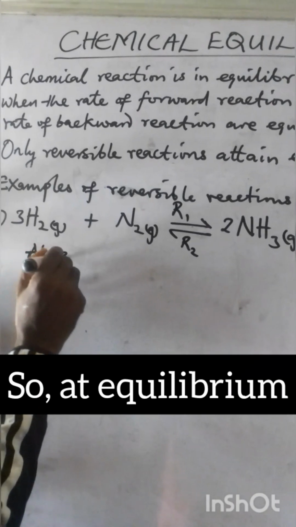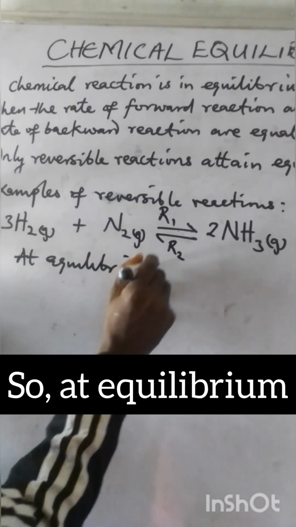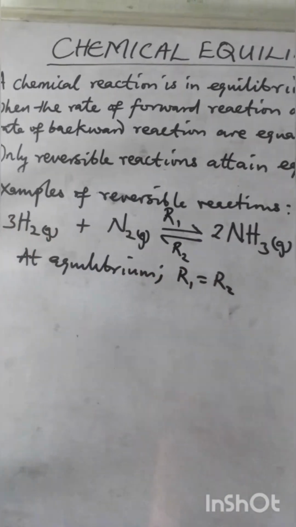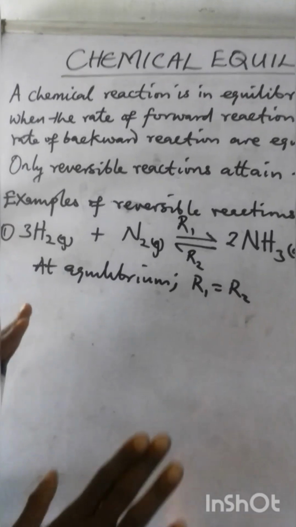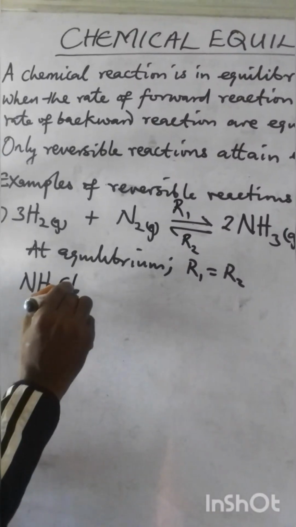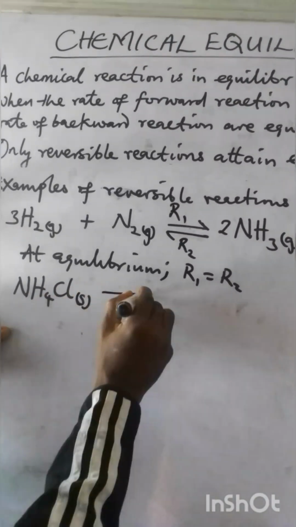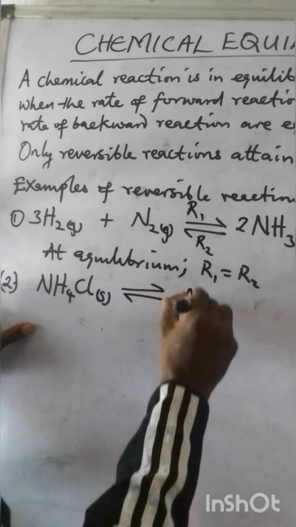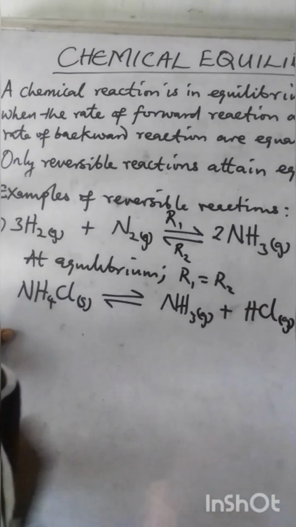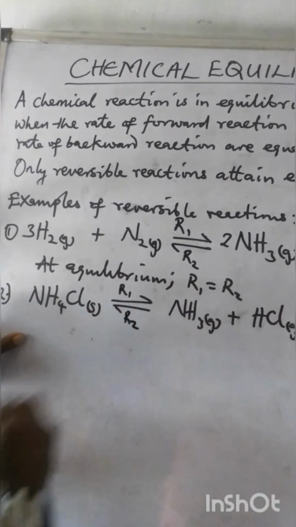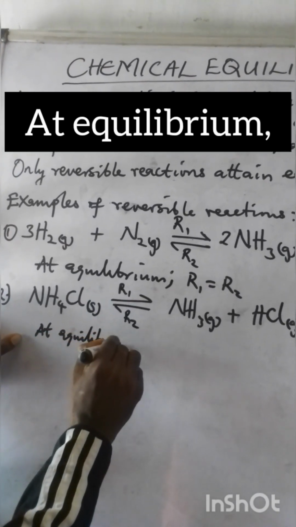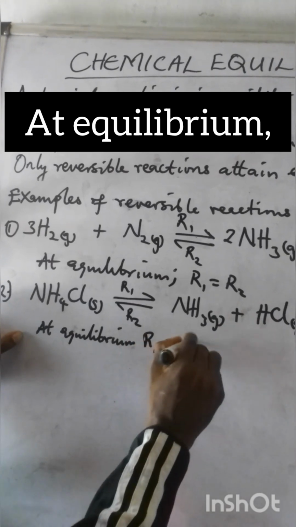So at equilibrium, R1 is equal to R2. The rate of formation of these products is equal to the rate of formation of these reactants, irrespective of their concentration. Number two, ammonium chloride solid undergoes a reversible reaction also to form ammonia gas plus hydrogen chloride gas, where R1 and R2 are equal. At equilibrium, R1 is equal to R2.